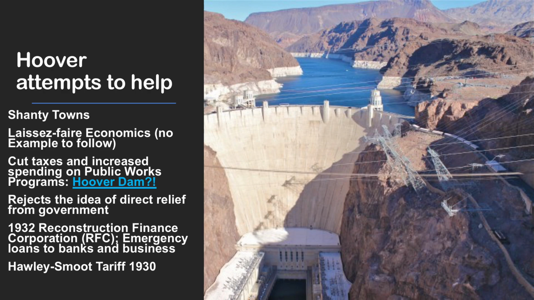He will always reject the idea of direct relief from government. Again, he's a conservative Republican. He doesn't believe that the government should just dole out subsidies and money and things like that for people, but he does believe that through voluntary organizations, people could start to help each other and the government can allow that to happen. He did pass the 1932 Reconstruction Finance Corporation, the RFC, not the KFC. We're not talking about Kentucky Fried Chicken here. We're talking about the Reconstruction Finance Corporation, giving emergency loans to banks and businesses. Now, some people might think, oh, of course, you're going to help the rich.